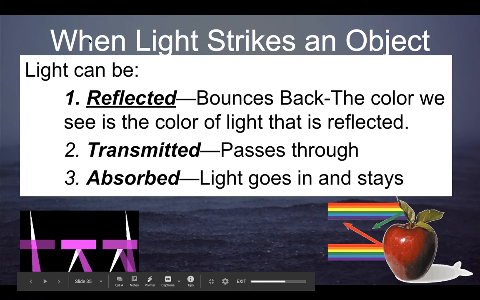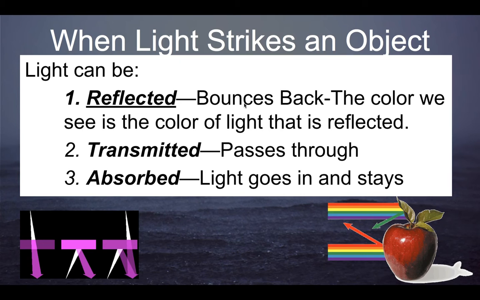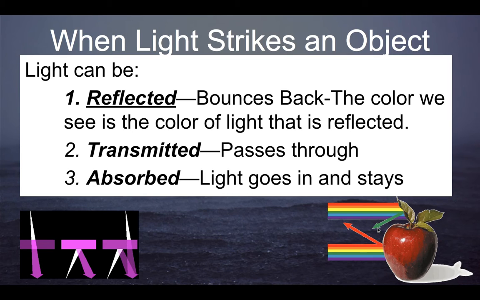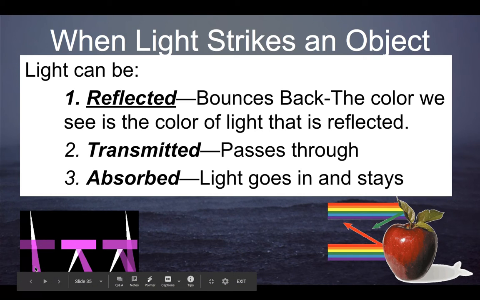All right. So when light strikes an object, light can be reflected, which just means it bounces back. Like this light is being reflected. The light hits the object and comes back. On the red apple, the red light is being reflected off the red apple. The green light is being reflected off the green leaf. Transmit means that it goes through. Like this light is going through, okay?